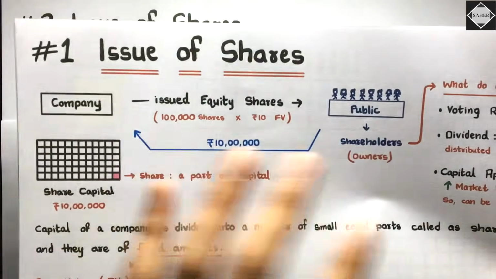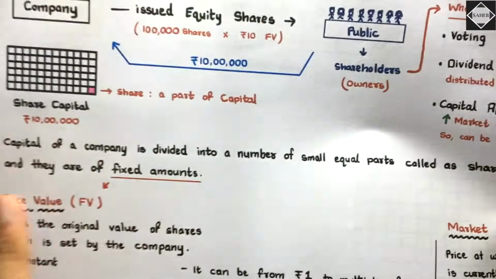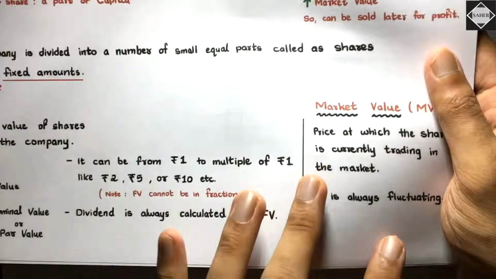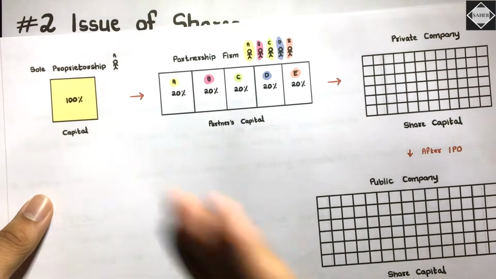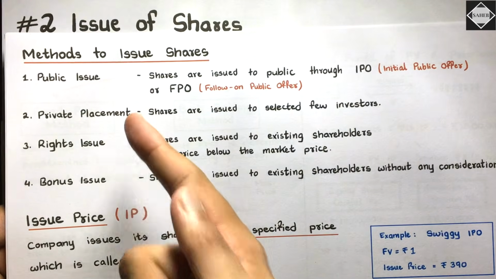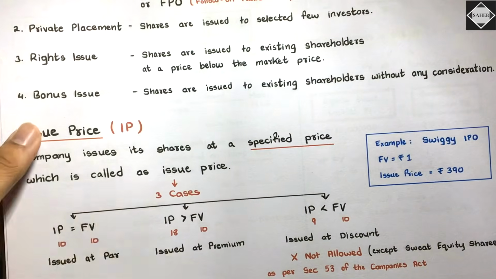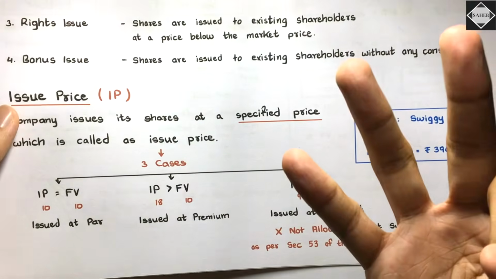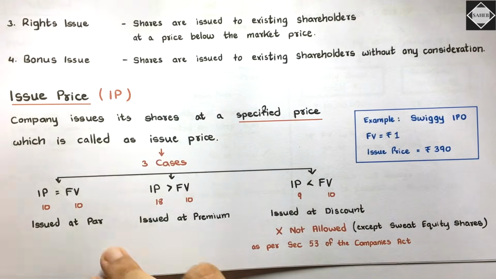As you can see over here, we took a beautiful example: what shareholders get in return, the meaning of shares, the face value and then the market value. And then we understood this example, how we started from a sole proprietorship and then became a public company. Then methods to issue shares: public issue, private placement, rights issue, bonus issue. Then we understood issue price, and I told you there can be three cases: issue at par, issue at premium, or issue at discount. But this is not allowed as per Section 53 of the Companies Act.